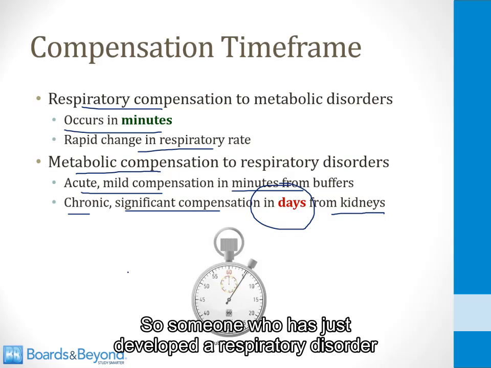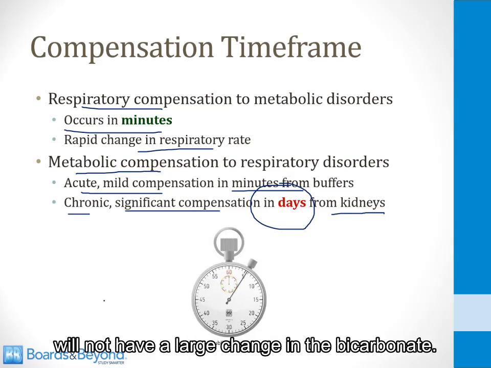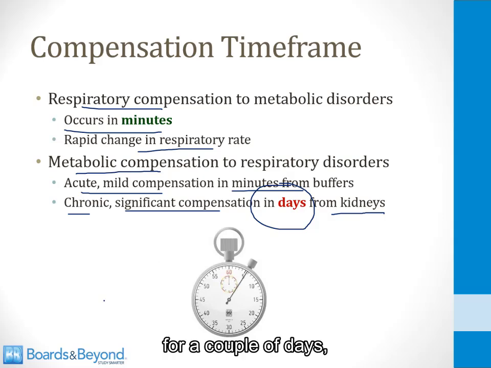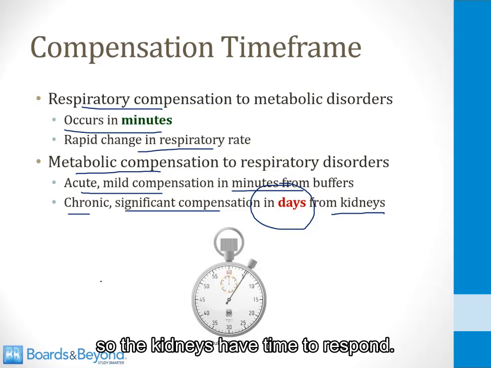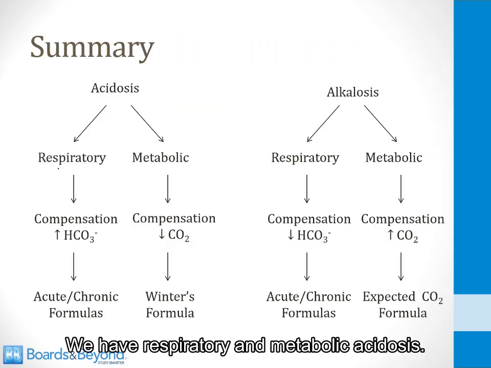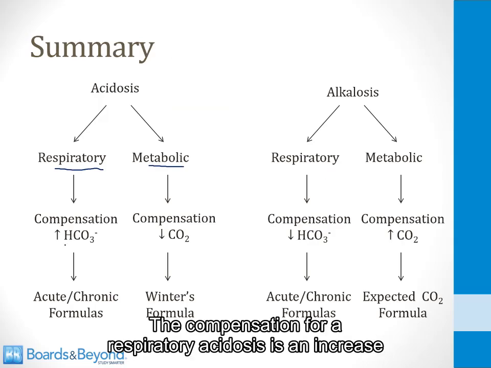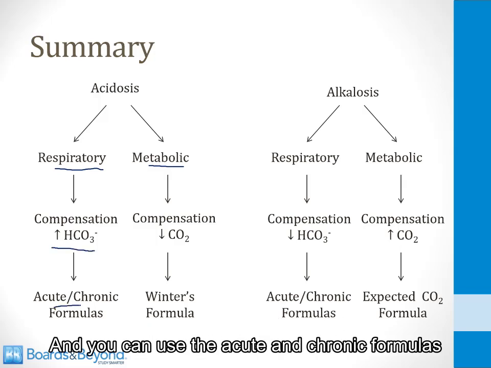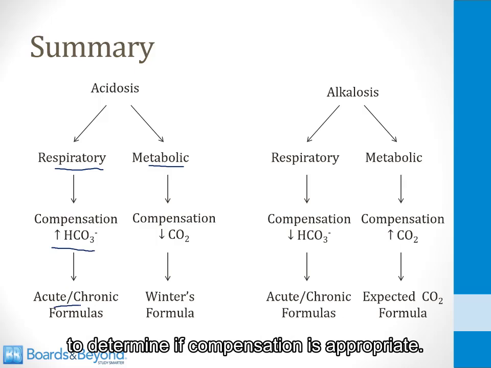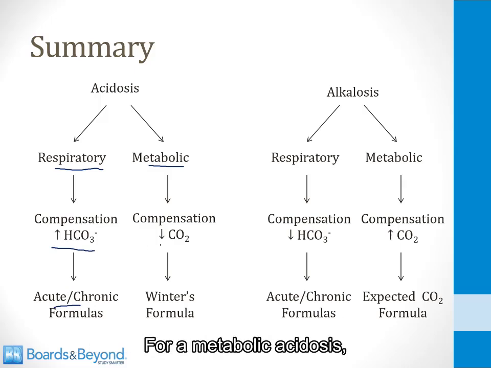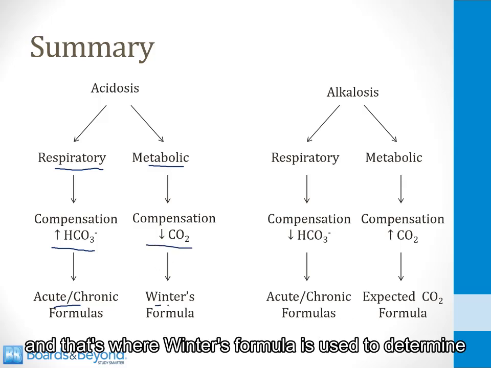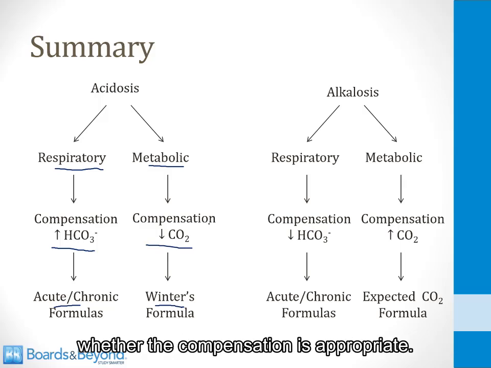So someone who has just developed a respiratory disorder will not have a large change in the bicarbonate. That person needs to have that disorder for a couple of days so the kidneys have time to respond. I'll finish with this summary slide. We have respiratory and metabolic acidoses. The compensation for a respiratory acidosis is an increase in the bicarbonate level, and you can use the acute and chronic formulas to determine if compensation is appropriate. For a metabolic acidosis, the compensation is a decrease in the carbon dioxide level, and that's where Winter's formula is used to determine whether the compensation is appropriate.